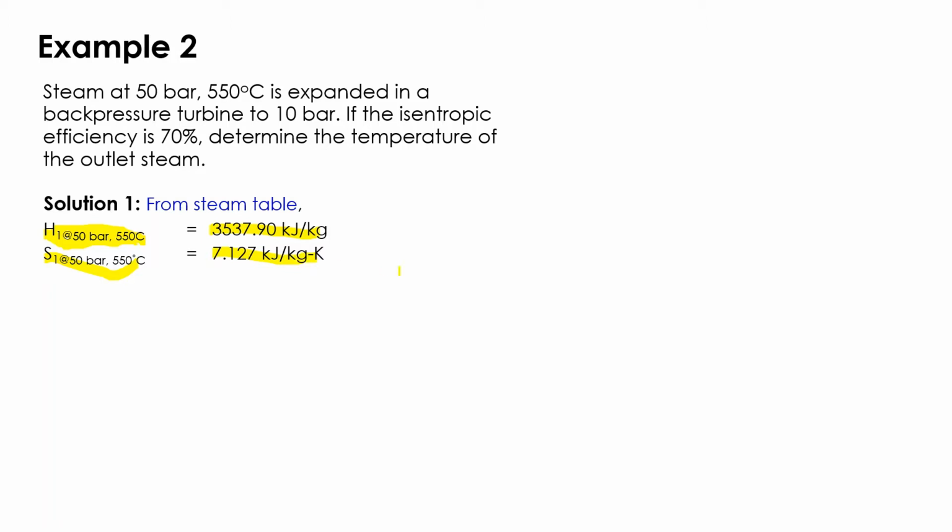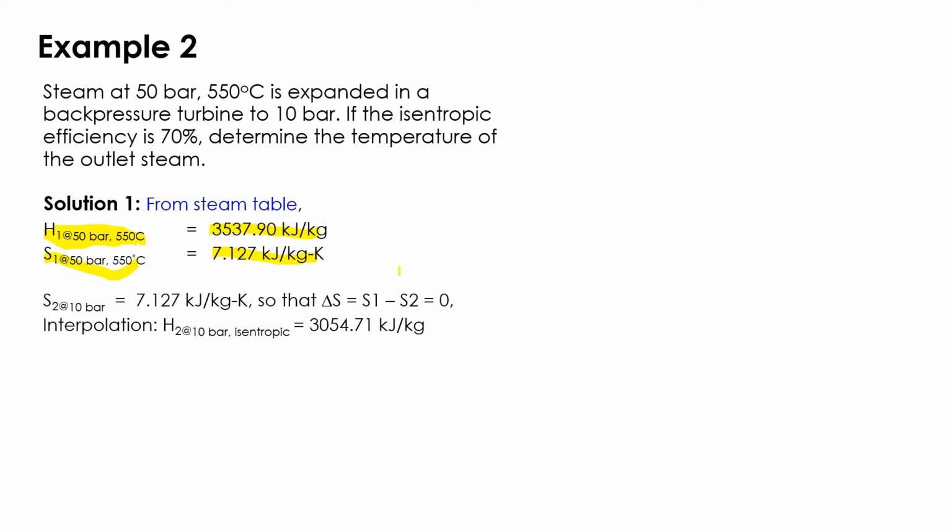Okay, then the next step is, because we know that the system is isentropic, we need to find out what will be the enthalpy. So the system is isentropic, so we go to the table and find out the enthalpy at 10 bar. In this case, we know that the entropy at point 1 equals the entropy at point 2, entropy at the inlet equals entropy at the outlet.